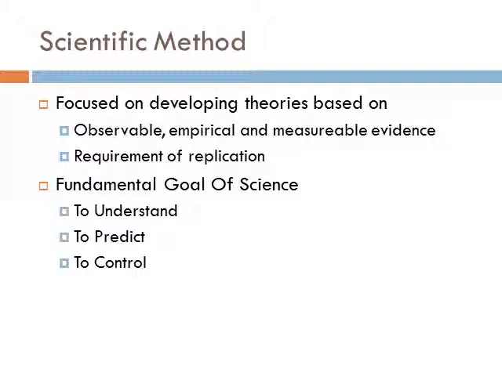It explains most or all of the situations where we test it, or sometimes it doesn't. Sometimes theories just explain, under certain circumstances, a phenomenon. So we start to sharpen through replication where we can say a theory is applicable or not. The fundamental goal of science through the scientific method is to understand, predict, and control.